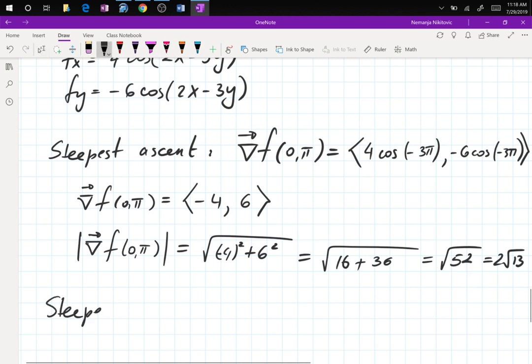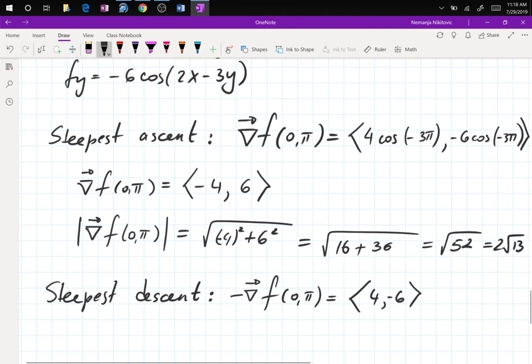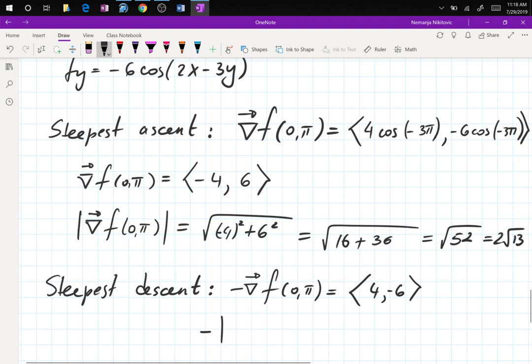Now, the steepest way down, which is steepest descent, will be very easy. You just put minus signs on everything, so you don't have to recompute. It's negative del f at (0, pi), which would be (4, -6), with a magnitude of negative 2 root 13.